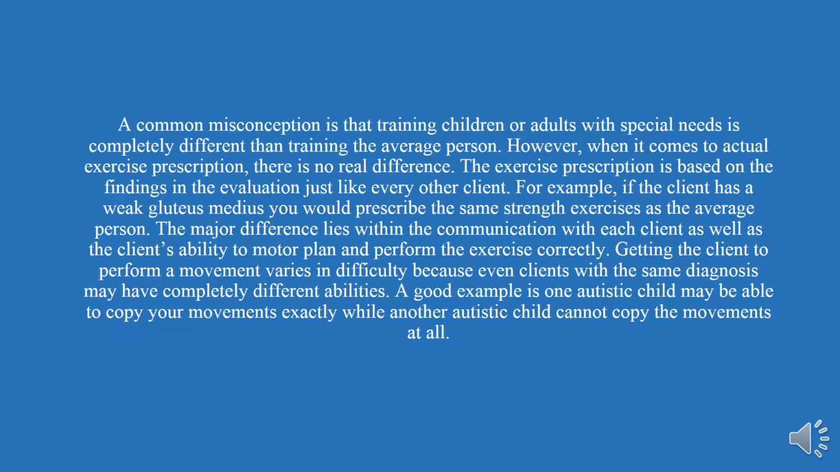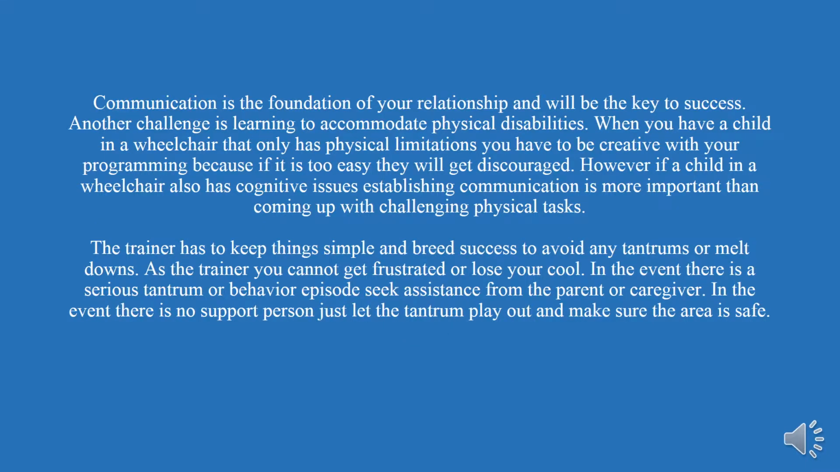Getting the client to perform a movement varies in difficulty because even clients with the same diagnosis may have completely different abilities. A good example is one autistic child may be able to copy your movements exactly, while another autistic child cannot copy the movements at all. Communication is the foundation of your relationship and will be the key to success.